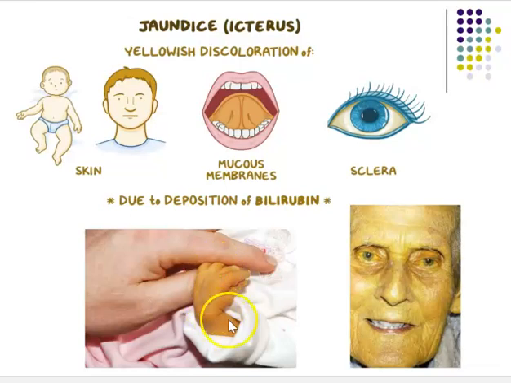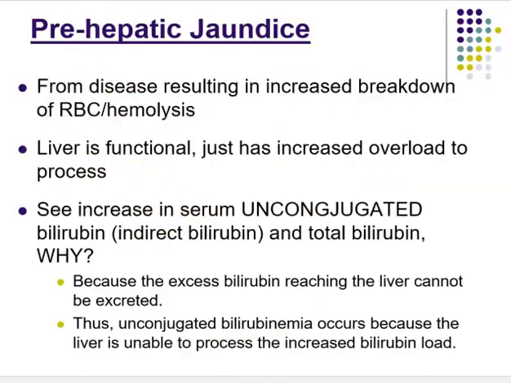You can see how yellow the baby's skin looks. Also, here's an older patient that's having some liver problems, and you can see how yellow the skin is, and also the white of the eyes on this patient appear very yellow. Remember we said previously that you can categorize jaundice into 3 categories. Let's first talk about prehepatic jaundice. This is from disease resulting in an increased breakdown of red blood cells or hemolysis. The liver function is just an increased overload to the process.